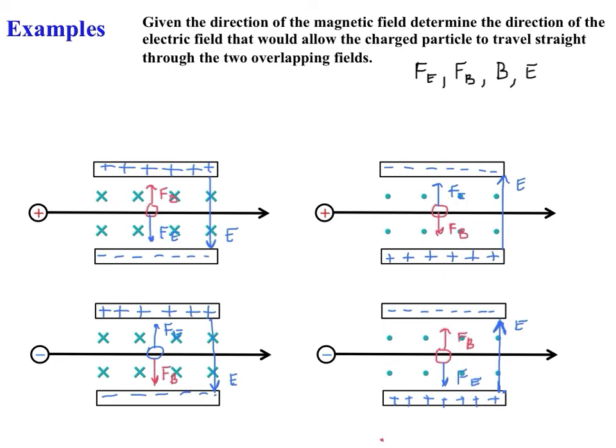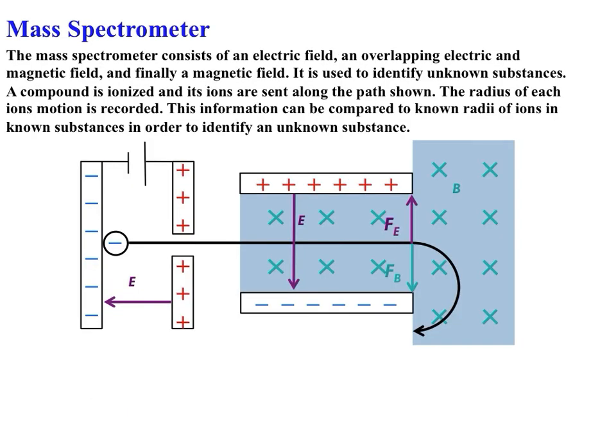So again, hopefully you got these pictures correct. Now the point of all of this is to use what's called a mass spectrometer, shown here. A charge is accelerated through some electric plates, and then it enters a magnetic field and an electric field. And then finally it exits and is only traveling in a magnetic field.